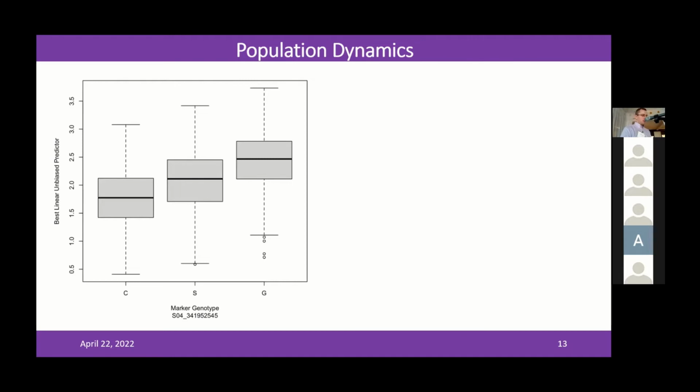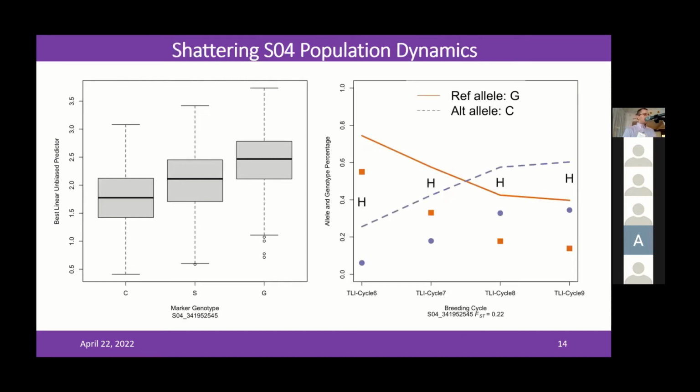And then looking across those populations, how that gene has shifted due to selection. Starting out in cycle 6, you can see that the red reference G allele, the higher shattering one, is actually more frequent in the population. And by cycle 9, the alternate allele, the C that has less shattering, is now the main allele in the population.